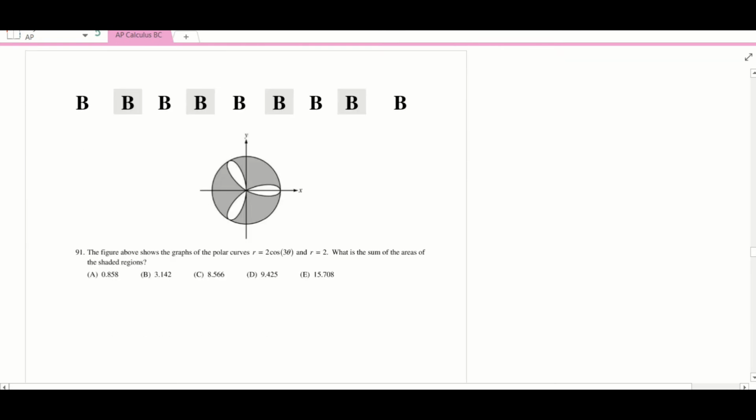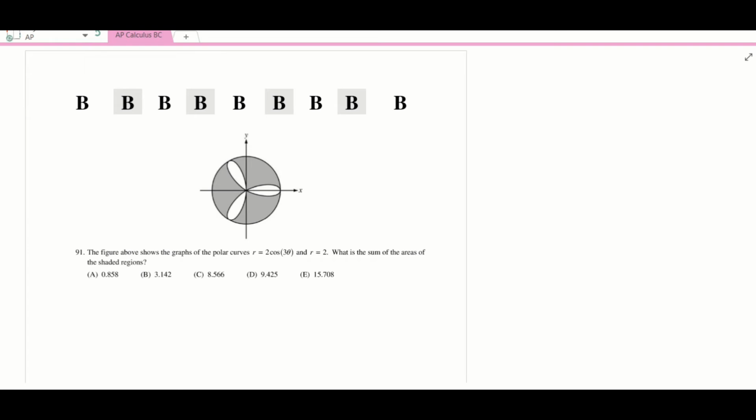The figure above shows a graph of the polar curves r equals 2 cosine 3 theta and r equals 2. What is the sum of the area of the shaded region? Well, we only need one area, the area of one of these petals, and we just subtract it from a circle with a radius 2. So what's the area of these petals?